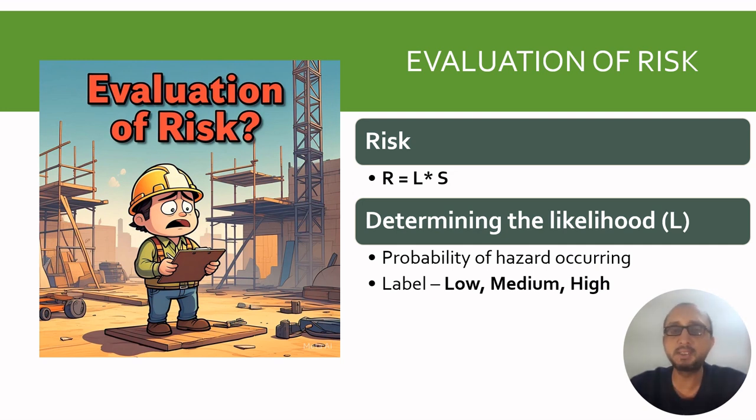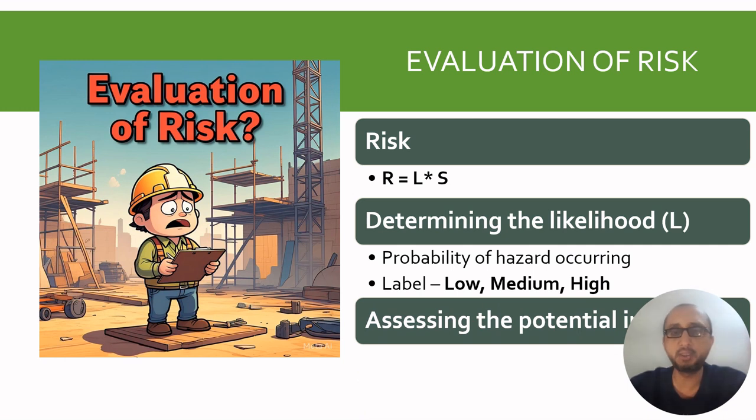If the probability is, let's say, 10%, then we rate it as low. If the probability of the likelihood of triggering the hazard is up to 50%, then we rate it as medium. And if the likelihood is above 50%, then we rate it as high.